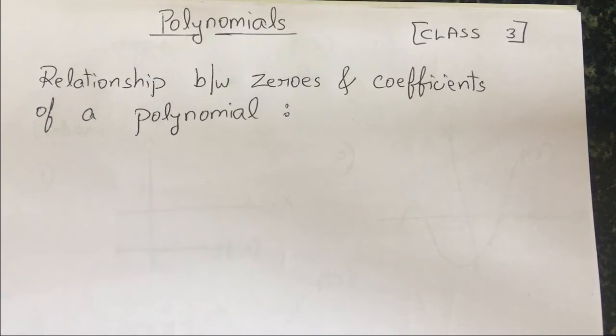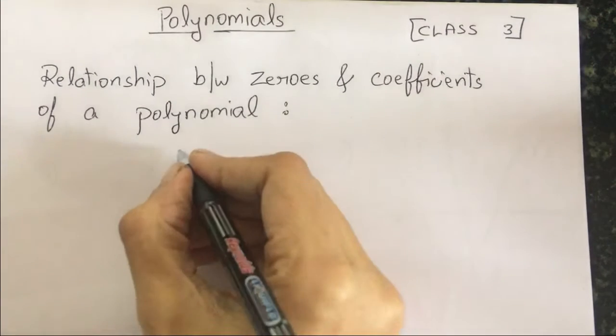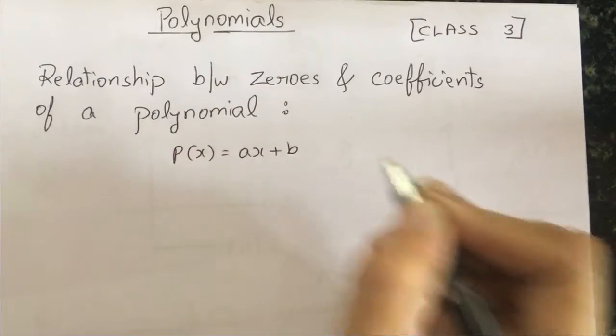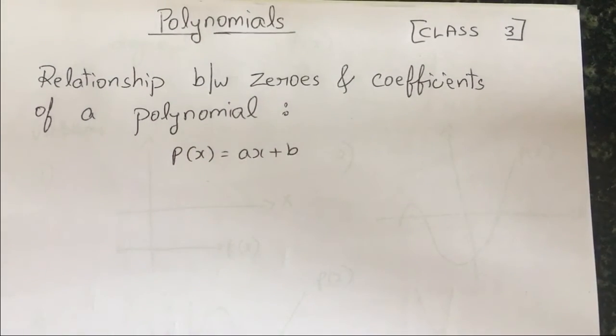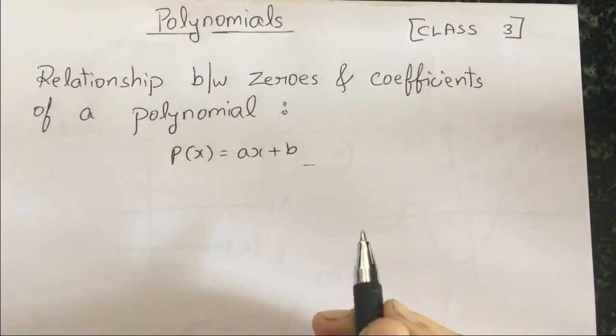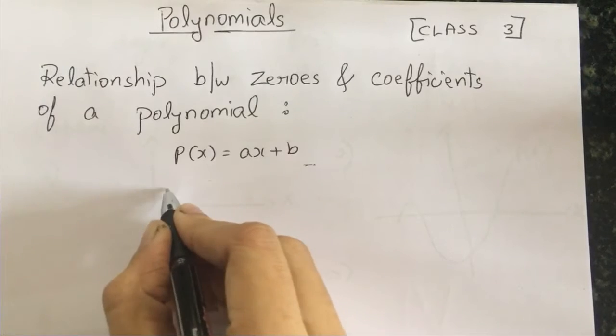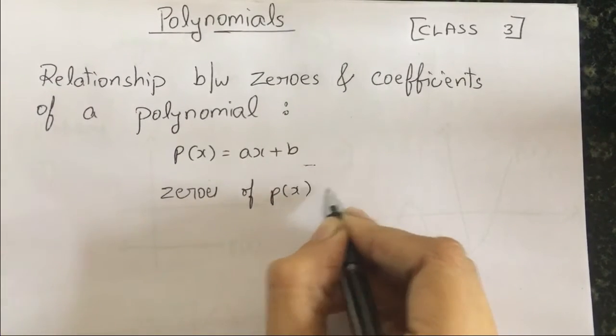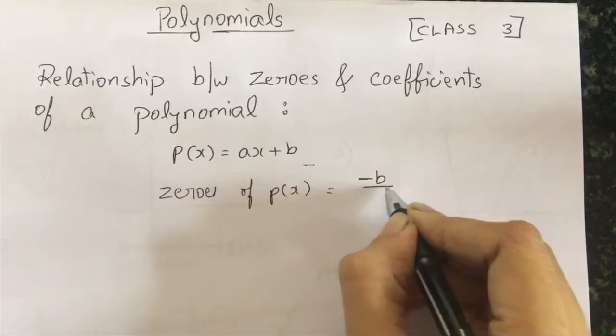Today's class, let us learn the relationship between zeros and coefficients of a polynomial. In my last class, I have already explained how the zeros of a linear polynomial p of x equal to ax plus b is related to its coefficients. For the linear polynomial ax plus b, the zero of p of x is nothing but minus b by a.